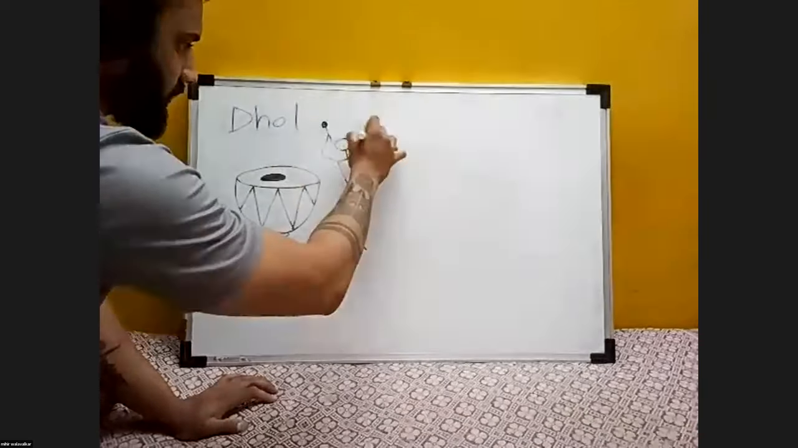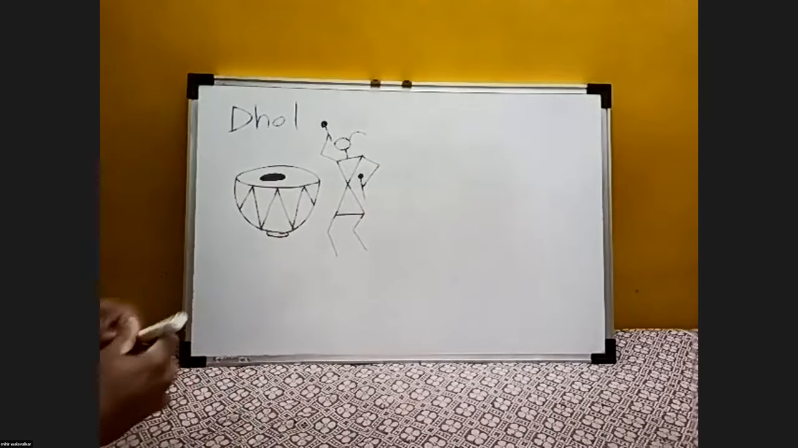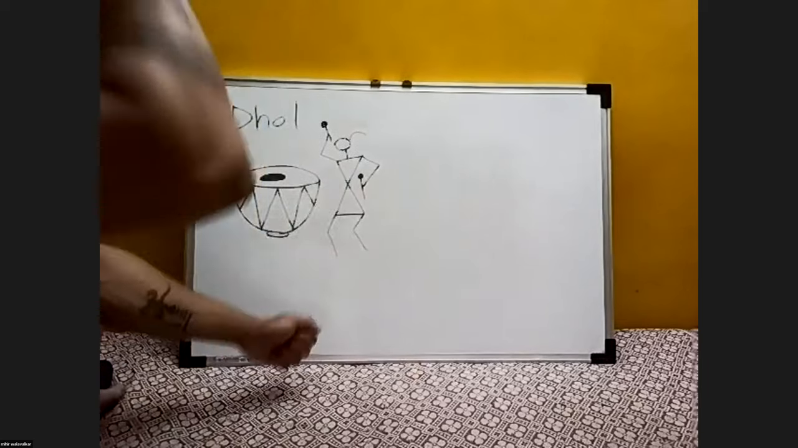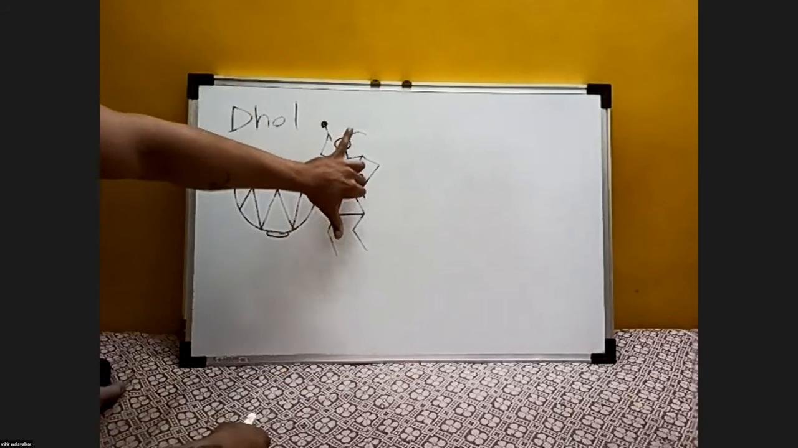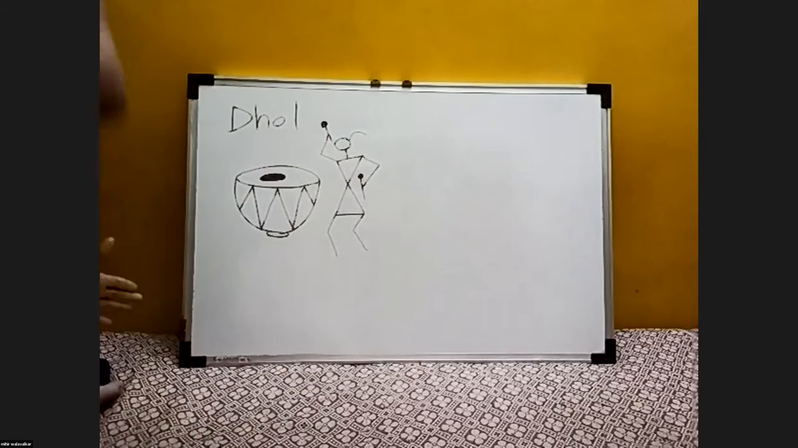So just imagine that this man is playing it. When we use this, the motion of that hand, we can show it like this. So you can show a human figure here and a second human figure here, both playing that.